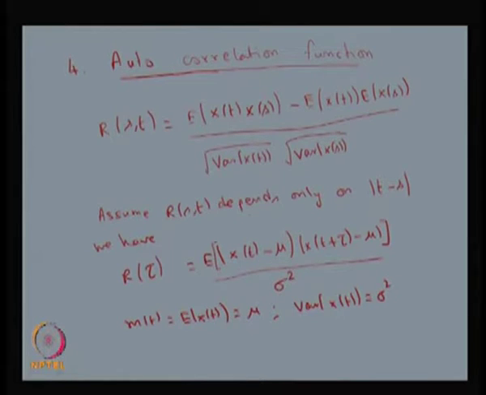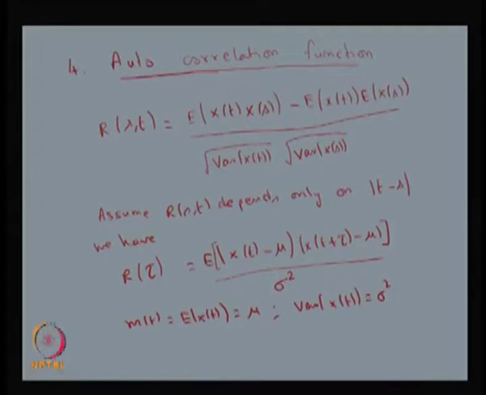Therefore, I can simplify this R of s comma t, the product expectation minus individual expectation, as the expectation of this product, and so basically this is evaluated at x of t and x of t plus tau, and that difference is going to be tau. And this is also going to be an even function, that means R of tau is the same as R of minus tau.